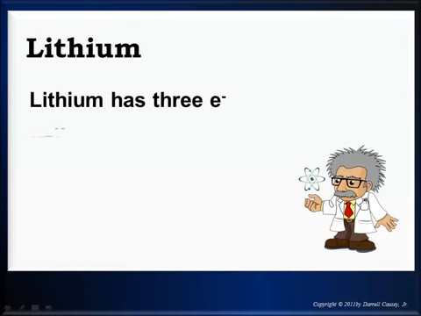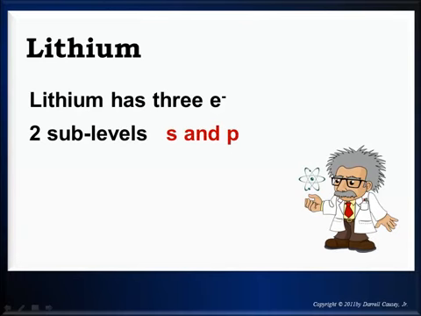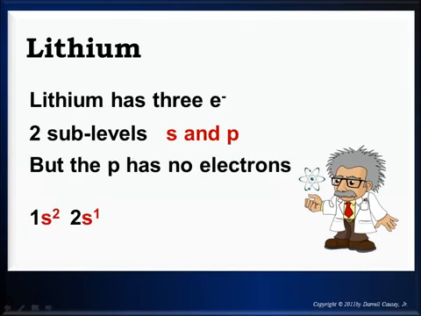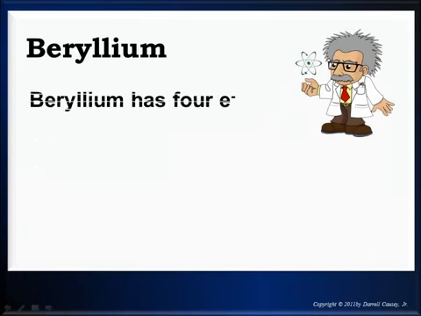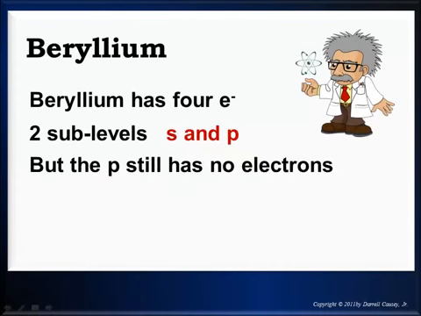Lithium has 3 electrons. So now we've got to jump into the second energy level, because the first energy level can only have S. There can be no P. But in the second energy level, we can have 2 sublevels, which would be S and P. And you'll see it's 1s2, 2s1. Look at beryllium. Same kind of thing as with lithium. S and P, but the P still has no electrons. And there is the beryllium configuration.